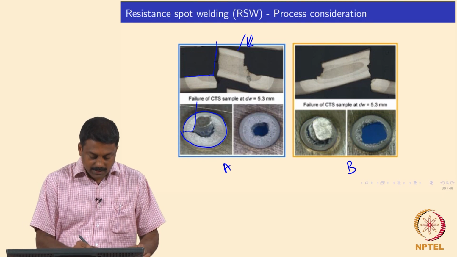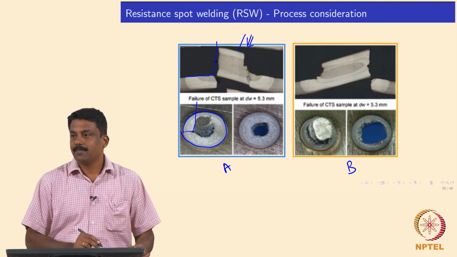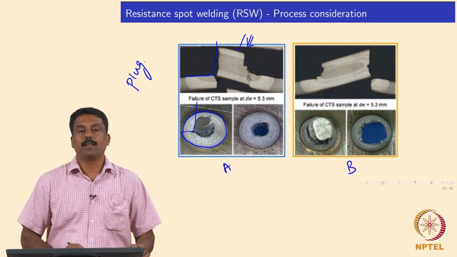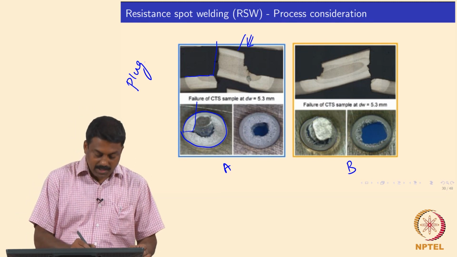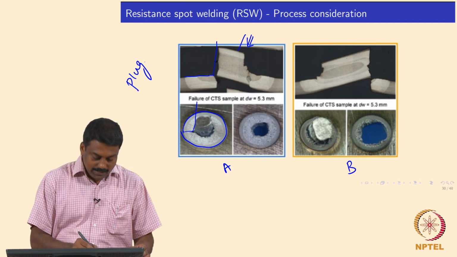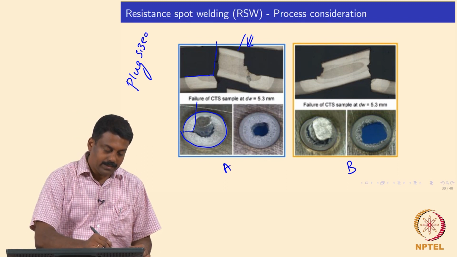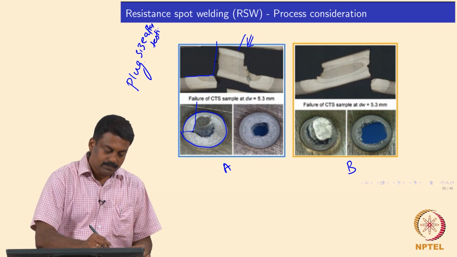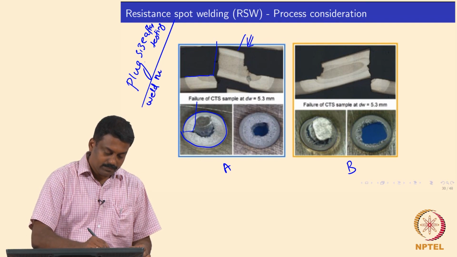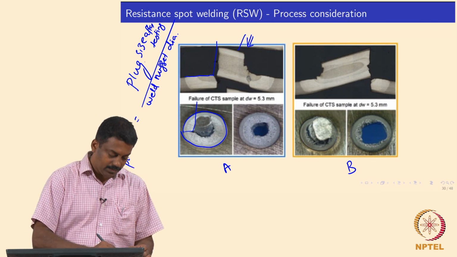So, in this case some amount of weld is still intact, some fraction of weld is intact, right, and we call that a plug, right. So, we measure the plug size. The plug size after testing over the initial weld nugget diameter, and that is known as plug ratio.